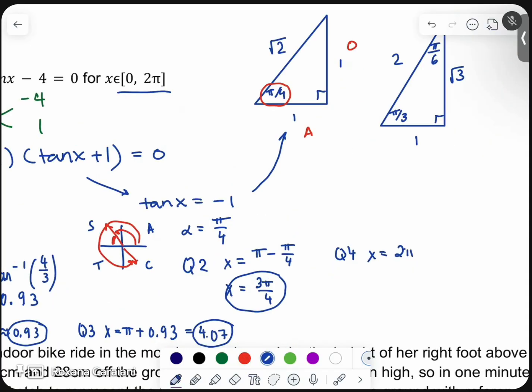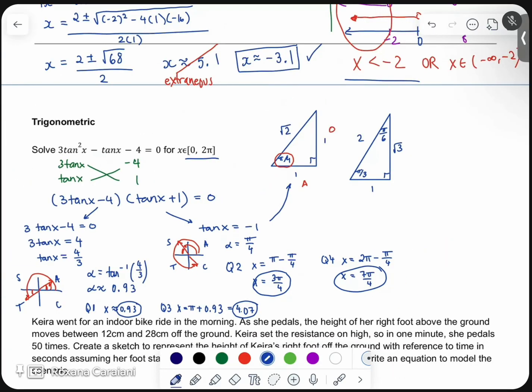We have to remove a slice of pi over 4. And that's going to give us 7 pi over 4. And there it is, a refresher on CAST rule, your alpha, your special angles.